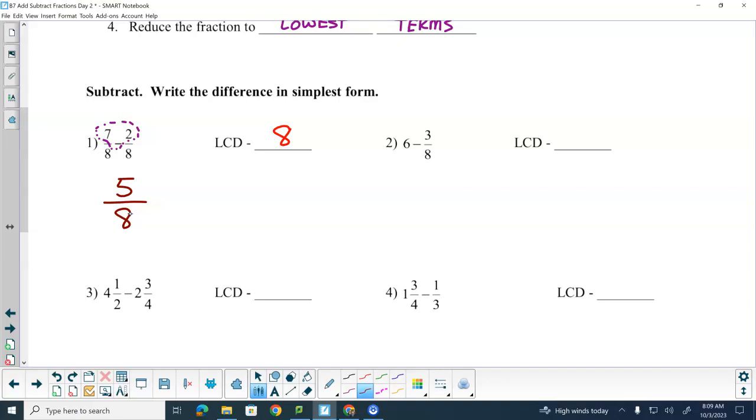Last step. What do we got to do? Can we reduce 5 over 8? No, because there's nothing that goes into both 5 and 8 evenly, so we are just left with 5/8. We don't have an answer blank, so we're going to put a big old circle around it. Now, just so you know, the line that says LCD is not the answer line. That's something different. Okay? So the answer here is 5/8. The least common denominator is 8.